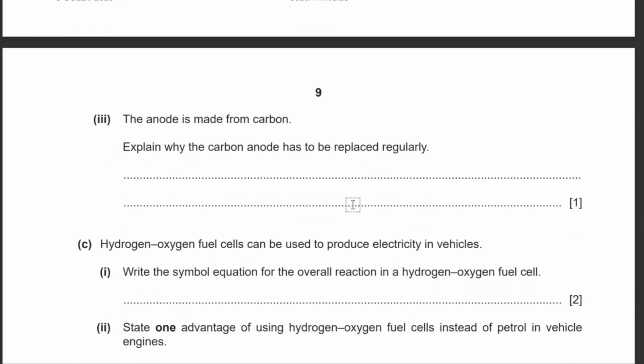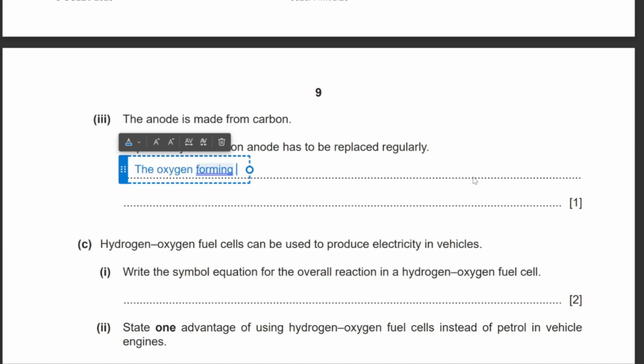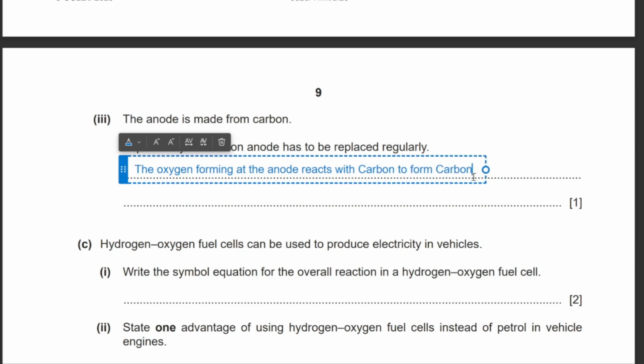Alright, moving to the next part. Explain why the carbon anode has to be replaced regularly. That's because the oxygen forming at the anode reacts with carbon to form carbon dioxide.